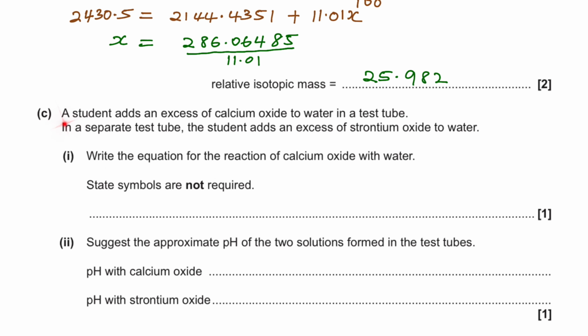C. A student added an excess of calcium oxide to water in a test tube. In a separate test tube, the student adds an excess of strontium oxide to water. 1. Write an equation for the reaction of calcium oxide with water. State symbols are not required. Okay, so that's calcium oxide plus water will give you calcium hydroxide.